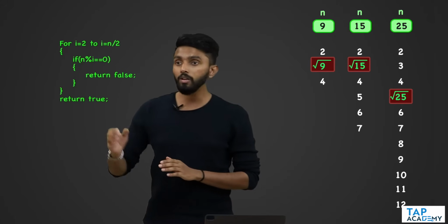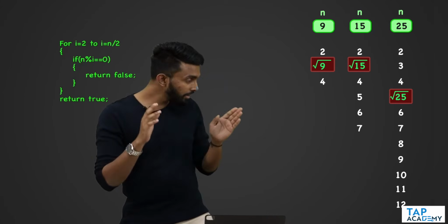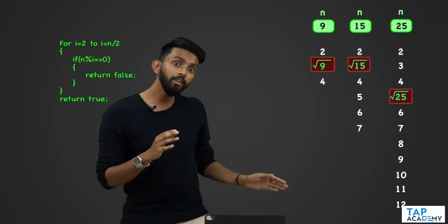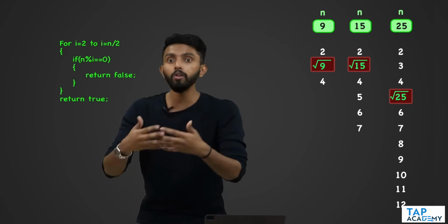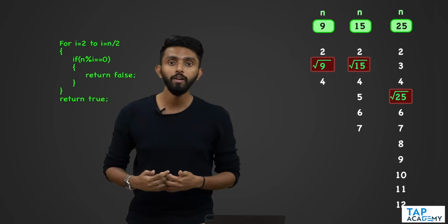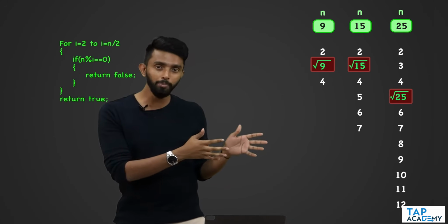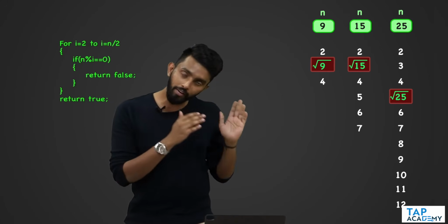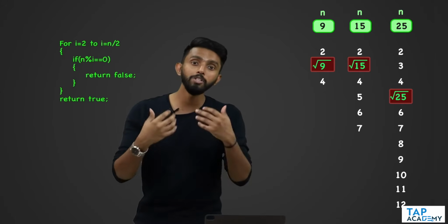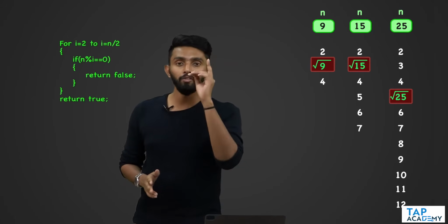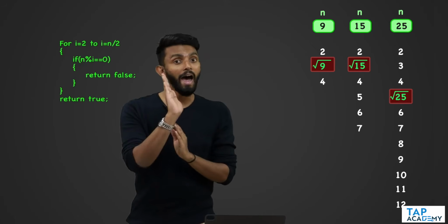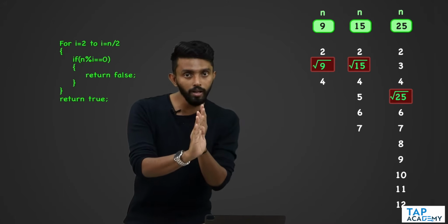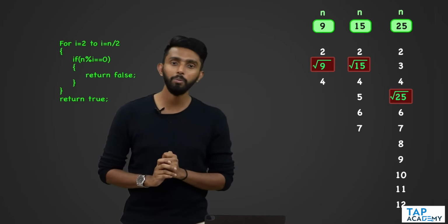So what is the need to go till n divided by 2 when the first factor you will find will be somewhere around root n? And don't think I have proved this. No, mathematicians have already proved it. I am just helping you understand that the first factor will always lie at the maximum at root n or before that. I hope you're able to think.